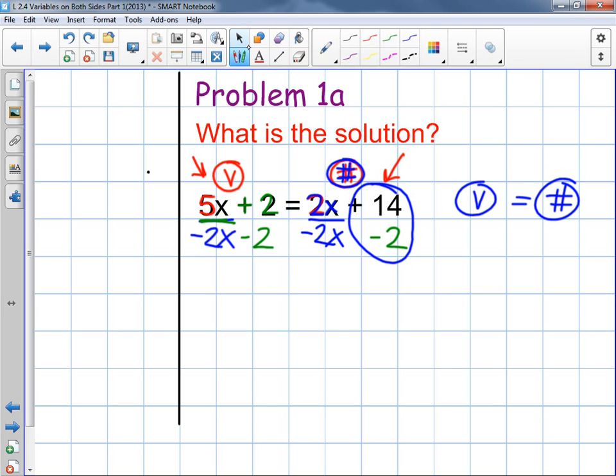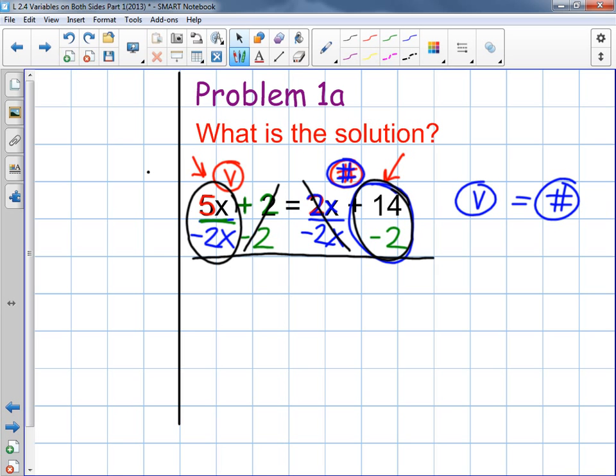So at this point it looks kind of complicated, but I'm going to get everything set up in one easy step. Here's what should happen. If I've done it correctly, I should end up with only variables on the variable side, only numbers on the number side. And the way that happens is the numbers on the variable side, the plus 2 and the minus 2, cancel. The variables on the number side, the 2x and the minus 2x, cancel. So I'm just left with variables.